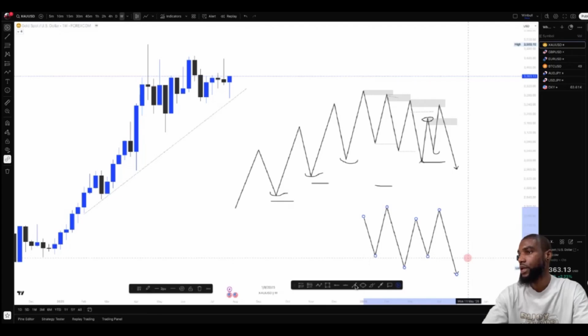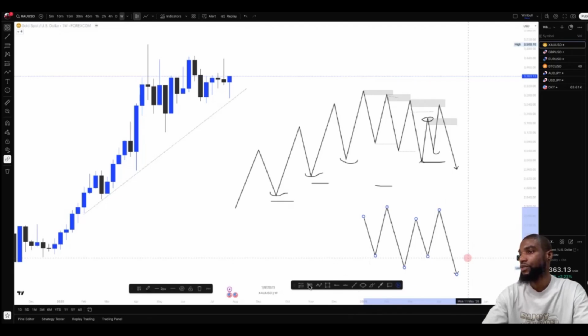A break, and this is what? An inducement, which is engineered liquidity, and price, it what? Taps into our POI. So in this case, this is a bearish structure. So you can target this level as your what? TP. So this is an A plus setup.